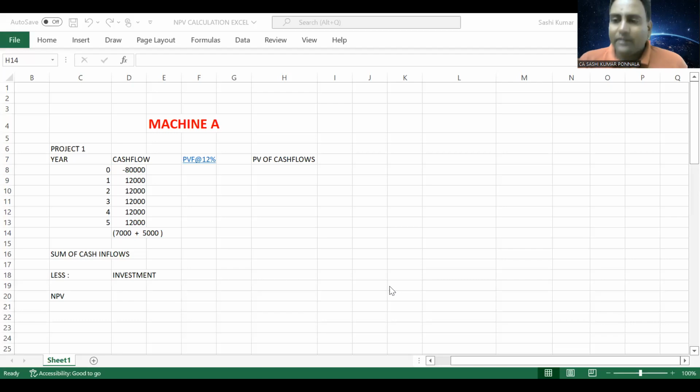So take a small example. Say a company called X Limited wants to purchase a machine which is required for the production line. This machine requires an investment of say 40,000 today. Life of the machine 5 years.